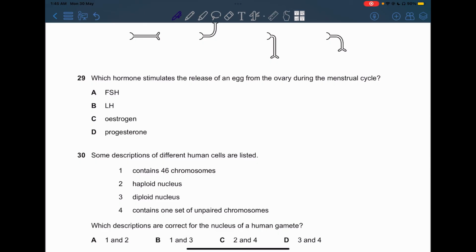29. Which hormone stimulates the release of an egg from the ovary during the menstrual cycle? Of course, we all know that the LH hormone is the hormone that stimulates ovulation to take place in the menstrual cycle.